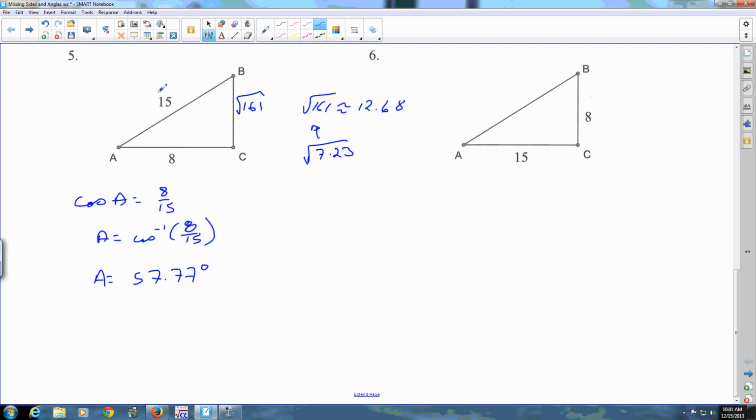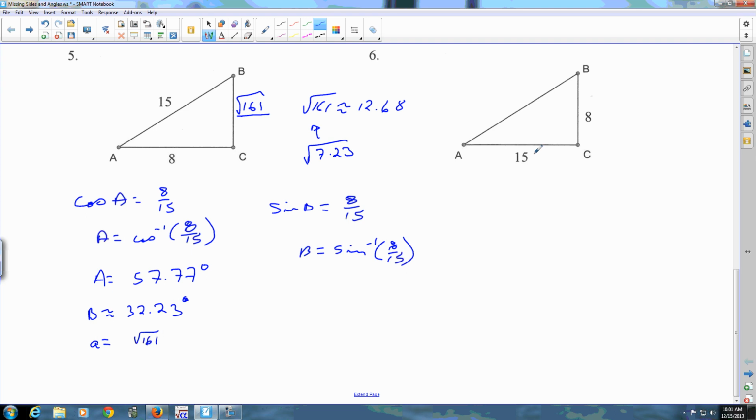Stand here. B, opposite hypotenuse, that's sine. Sine of B is your opposite over hypotenuse. So B is equal to inverse sine. So typing that in, inverse sine 8 divided by 15, and you get 32.23 degrees. So B is approximately 32.23 degrees. Okay. And that would be side A. And remember, sides are lowercase, square root of 161. Okay, so make sure you have a list of the stuff.